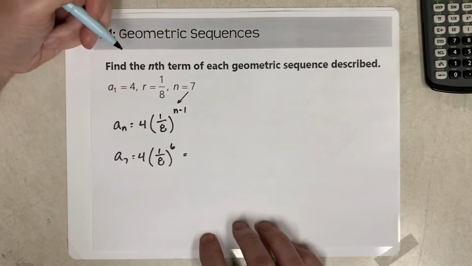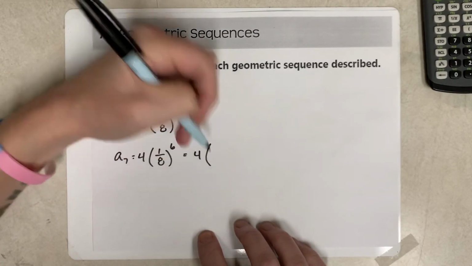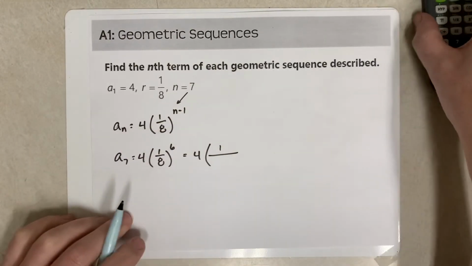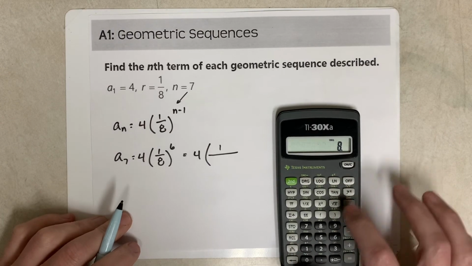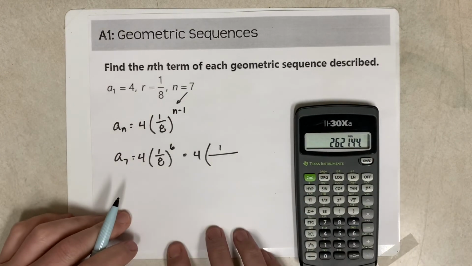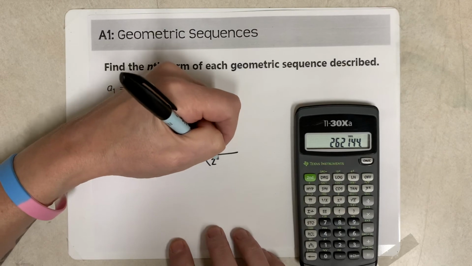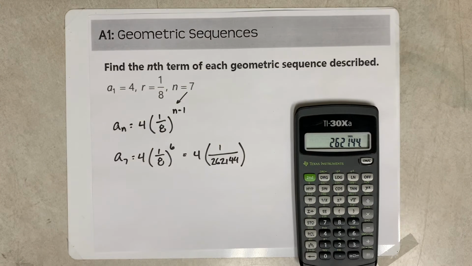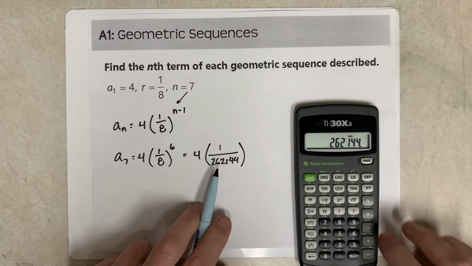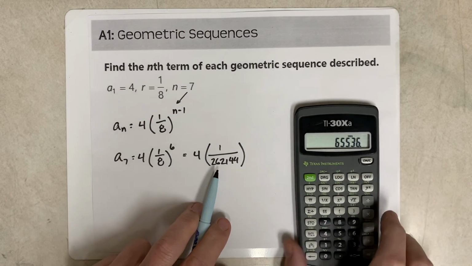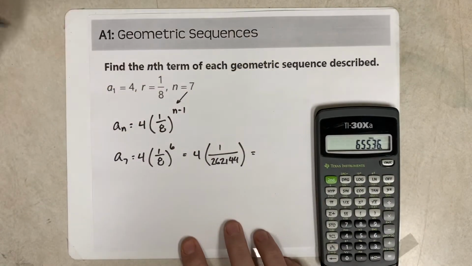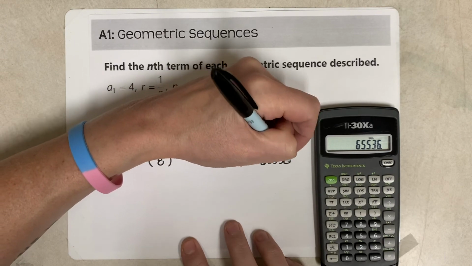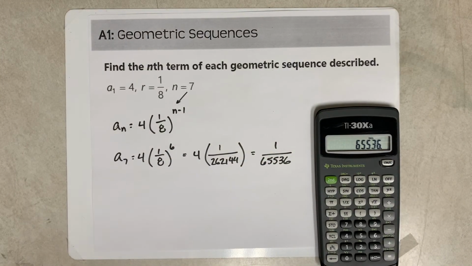All right, now here's what's going to happen. 1 to the 6th power is just 1. What's 8 to the 6th power? Yikes. That is 262144. Big number. How many times does 4 go into that? Let's divide it by 4. 65536. And so we're going to get 1/65536. And that is correct.